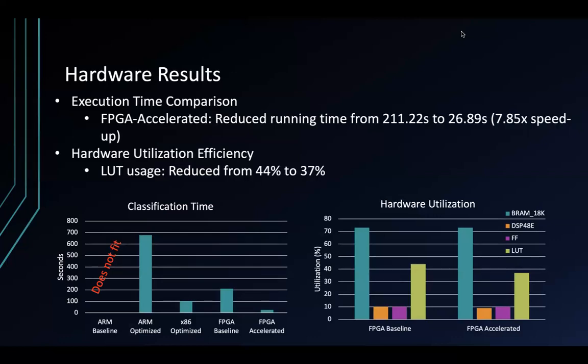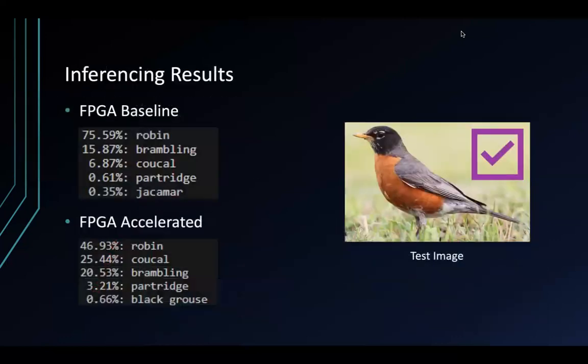In our baseline model, the system identified a robin with a 75.59% confidence level. Other species like the rambling and others were also recognized with varying degrees of confidence. With our FPGA accelerated model, the confidence levels have adjusted, showing a 46.93% confidence for the robin, although there has been a noticeable shift in the confidence matrix.